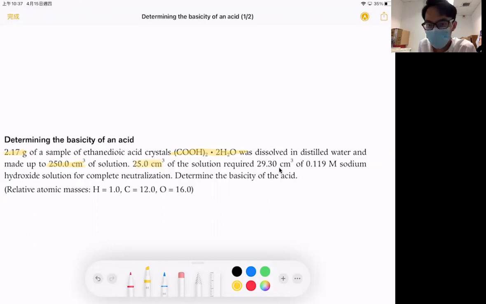And afterwards, it requires 29.3 cm cube of 0.119 M sodium hydroxide solution for complete neutralization. So based on the information provided here, you are going to calculate the basicity of the acid.